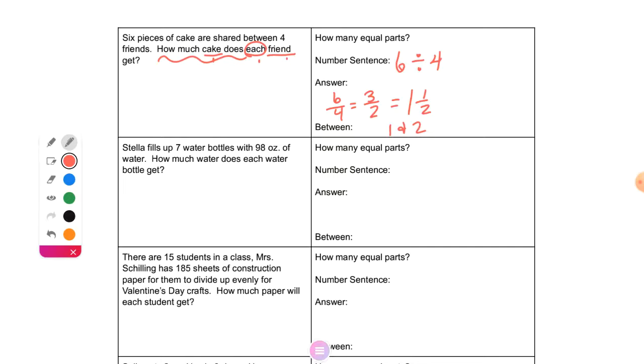Next one. Chase, what did you underline and circle? Water, each, water bottle. Good. Water each water bottle. So I go back to the problem. I know I have 98 ounces of water, and I'm dividing it by water bottles, and I have 7. So I have 7 equal parts. 98/7 is our first step.